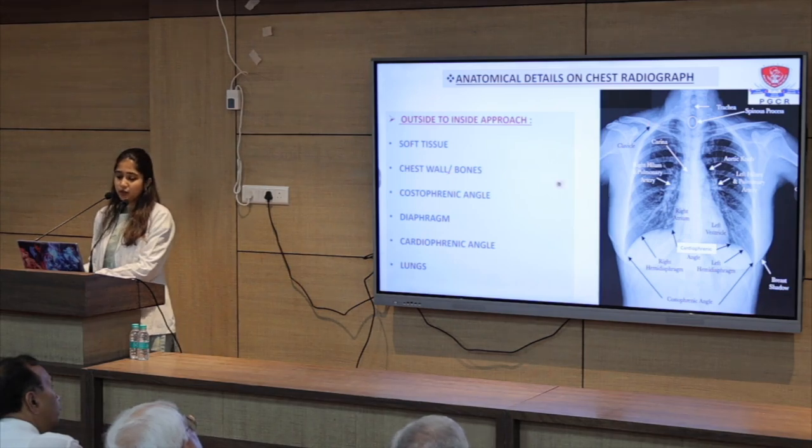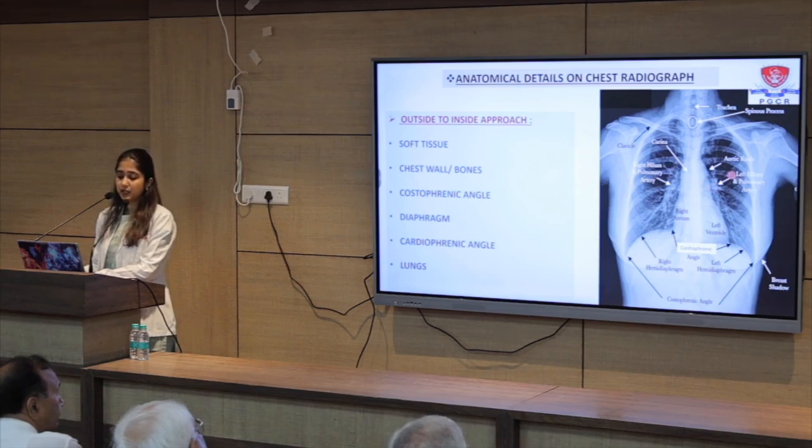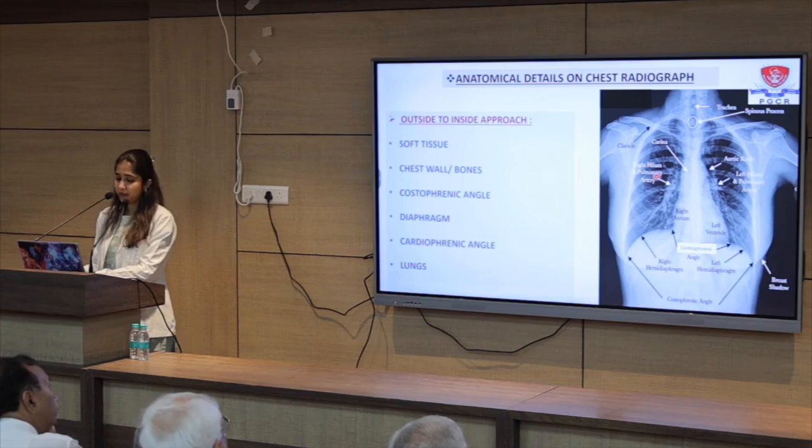After the chest wall, we have to see both domes of the diaphragm, right and left, and the angle formed by the chest wall and the diaphragm, which is known as the costophrenic angle, and the angle formed by the diaphragm and the heart, the cardiophrenic angle. Then we look at the bilateral lung parenchyma, checking for any discrepancy between them, any radio-opacity or any excessive radiolucency.